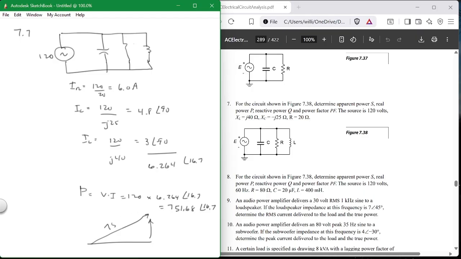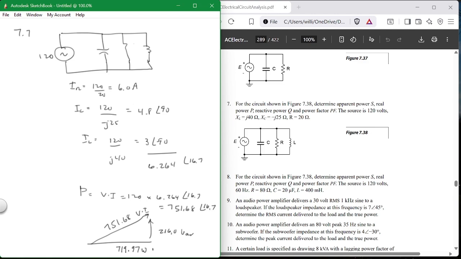So this is the 751.68. That's that number, okay? What is this number? 719.97. That's your watts. That's this times cosine theta. This is that times sine theta. What is that? 216.0. Now this is in watts, this is in vars, and this is in V times I, the units.